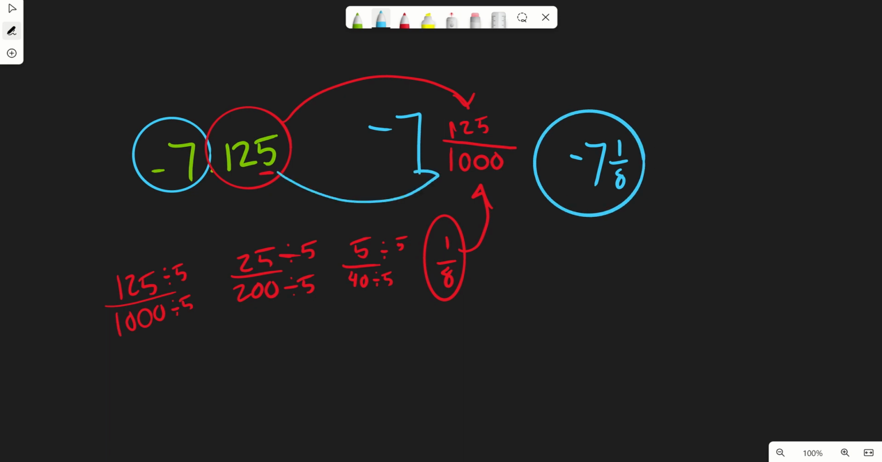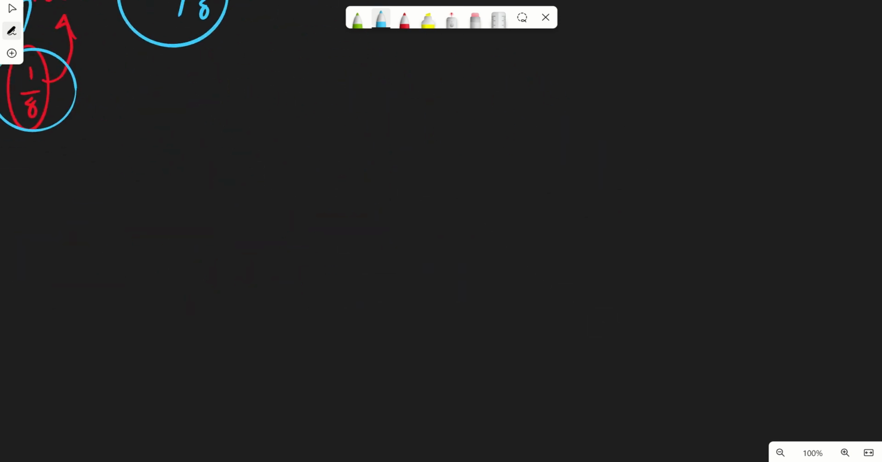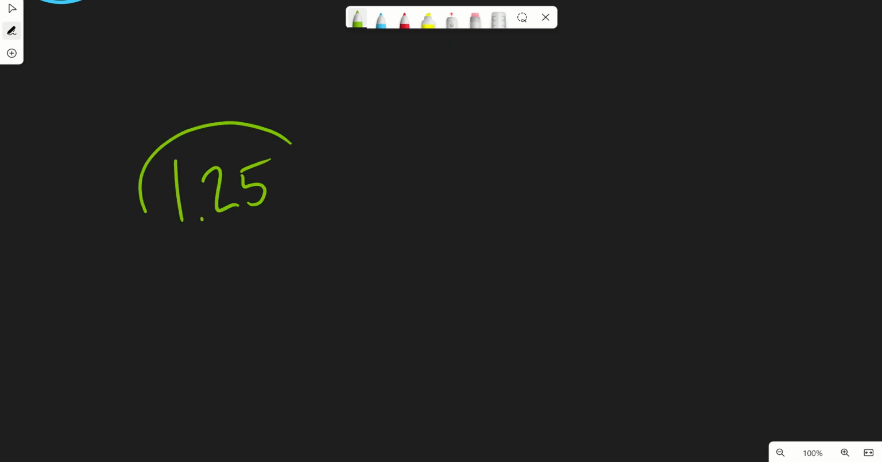I converted into my fraction, and then I simplified my fraction as many times as it took till I can't simplify anymore. All right, before we move on to our last thing, you try this one. Make that into a fraction, and then let's move on.